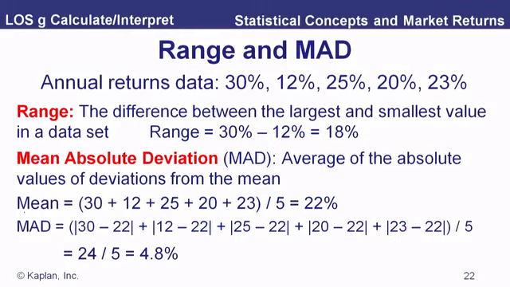So we take the absolute value. We're really measuring distance from the mean as a positive number here. So that's why we take the distances from the mean. So 30 minus 22, 12 minus 22. That's going to turn into a minus 10, so that's going to be a distance of 10. So we add up all those distances from the mean, divide by 5, and that's our mean absolute deviation.